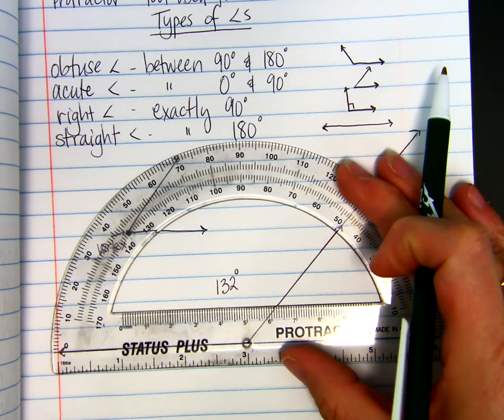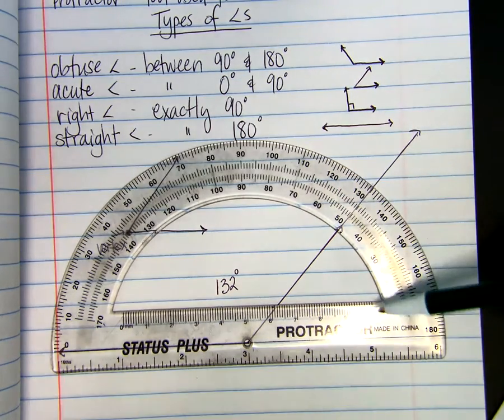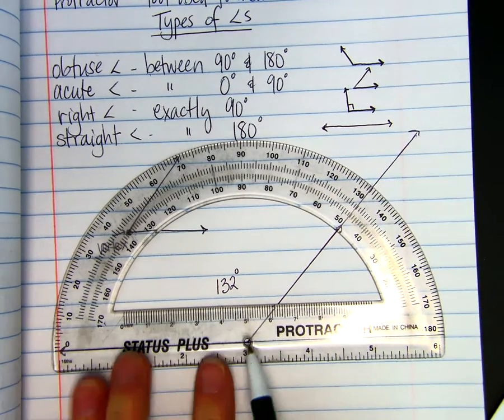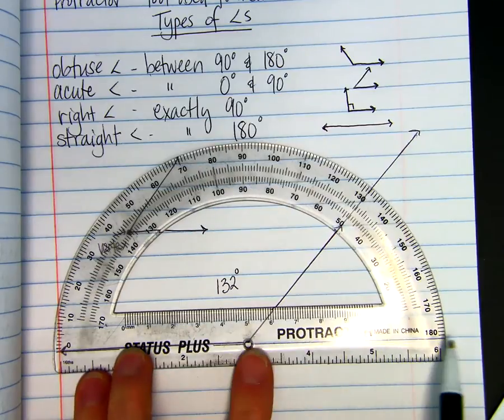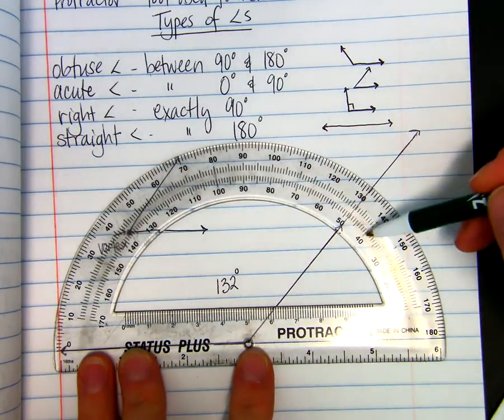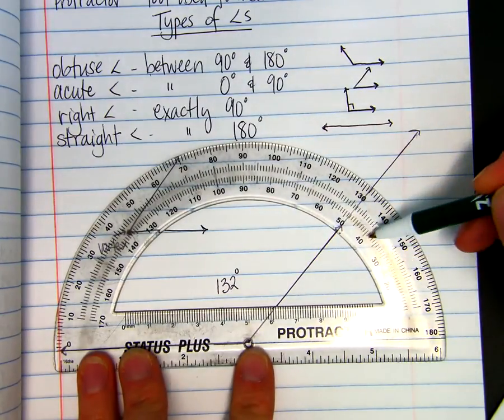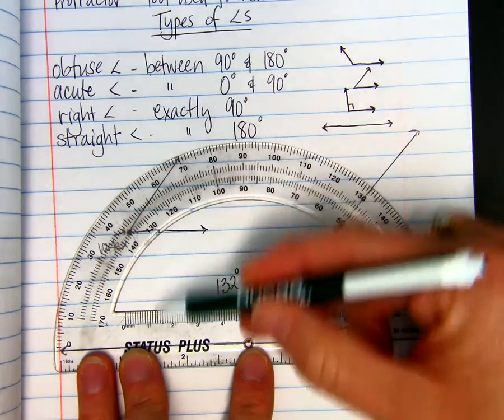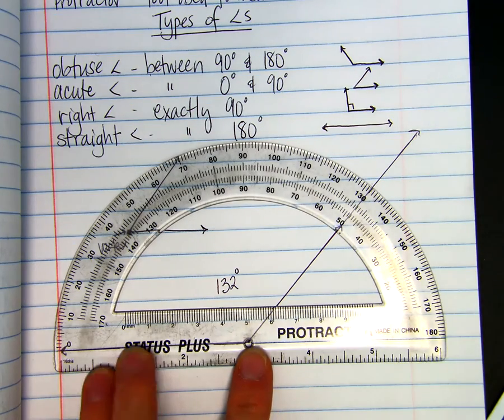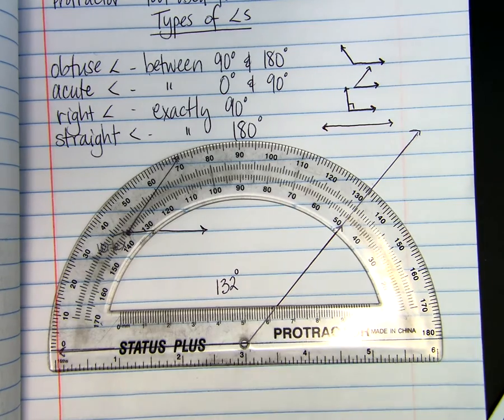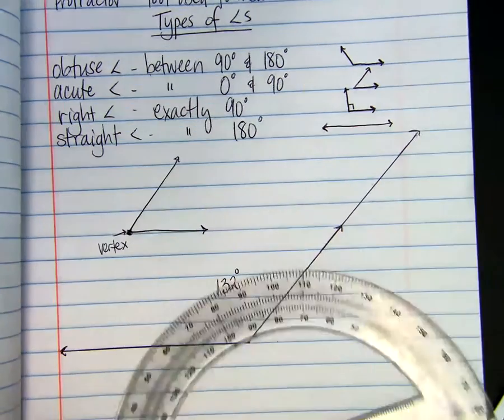Now if I were reading the other way, so if I extended out and made an angle here, then it would be 48 degrees. So this way they get bigger going to the left, this way they get bigger going to the right.